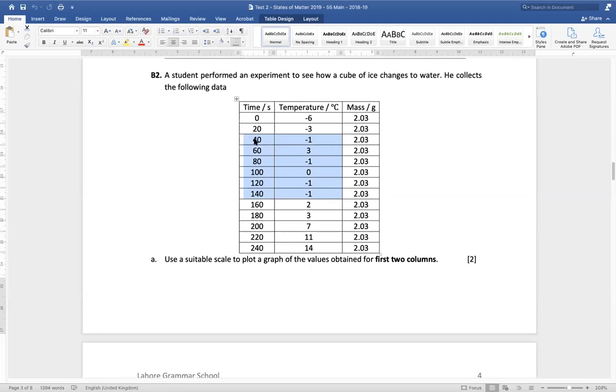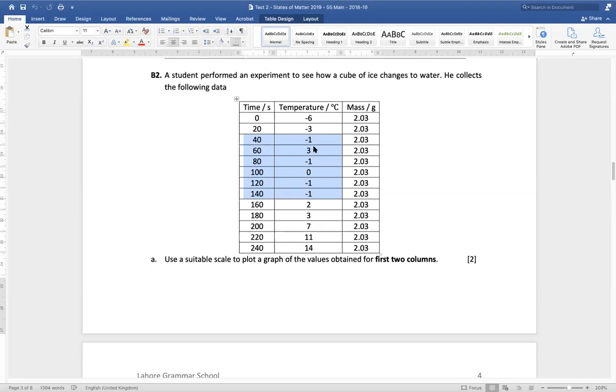If the temperature was changing, kinetic energy would change. So right now, energy is being used to break forces. We won't say temperature is being used to break forces. We'll say energy is being used to break forces. So the reason the temperature is constant is because the substance is changing its state.